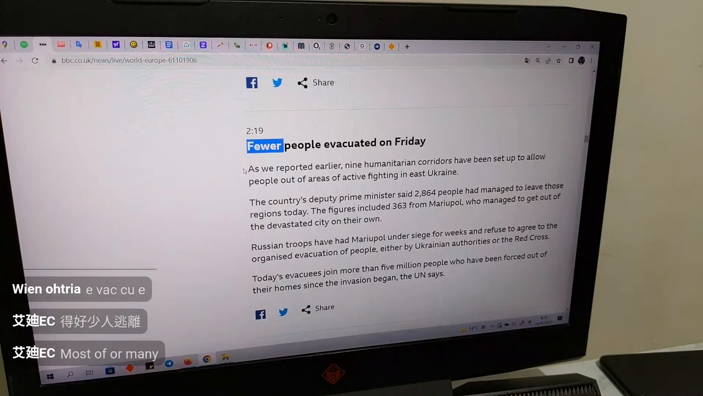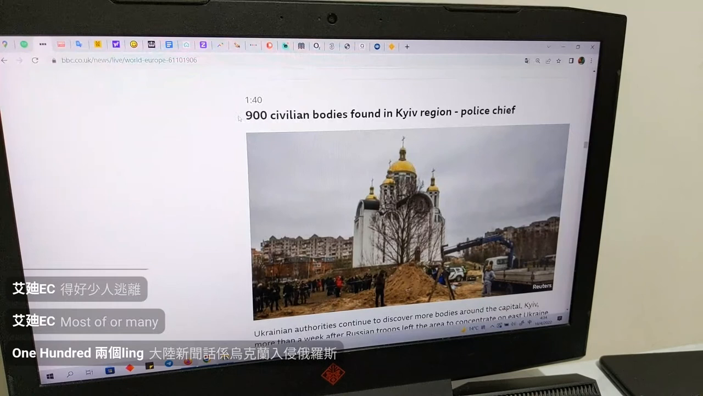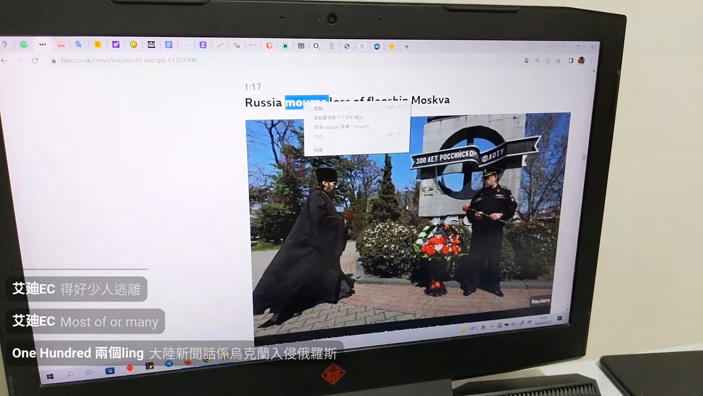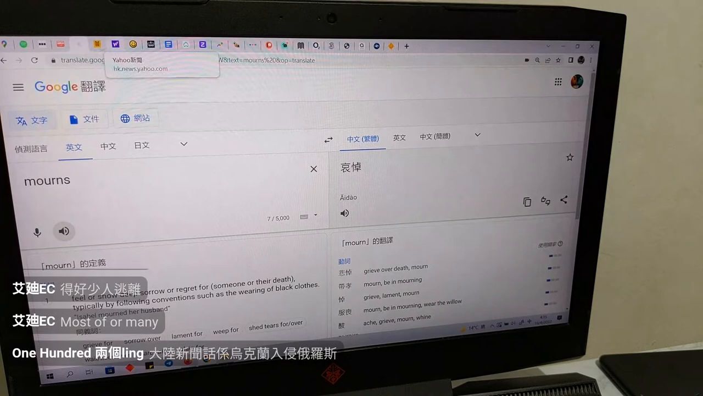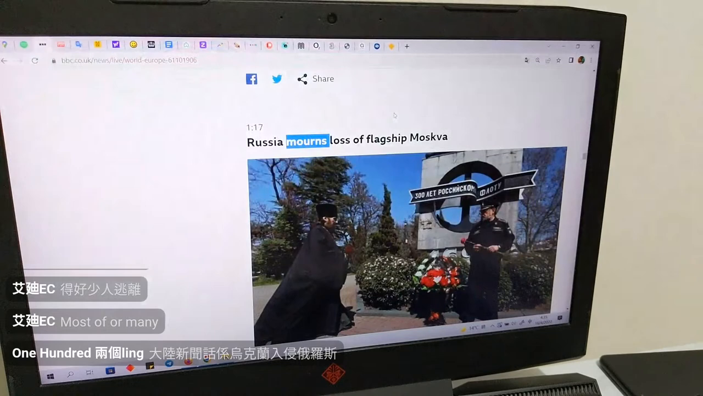19 civilians' bodies found in Kyiv regions. Police chief. Okay. This is a very easy sentence. That means 19具屍體啦, 即是平民的屍體啦, 在Kyiv那裡找到的. Okay. Russians amongst north of flagships Moskva. Russia amongst north. What is amongst north? Mons nose of flagship Moskva. Okay. 俄羅斯沉咗旗艦啦.